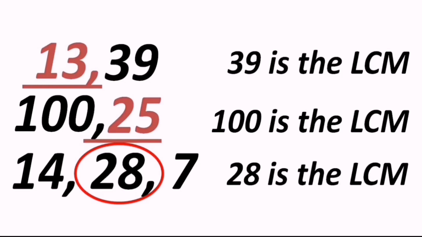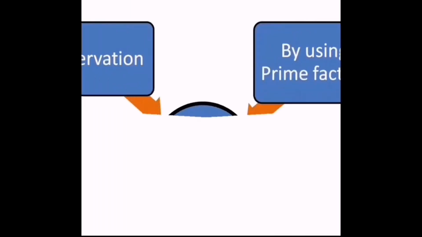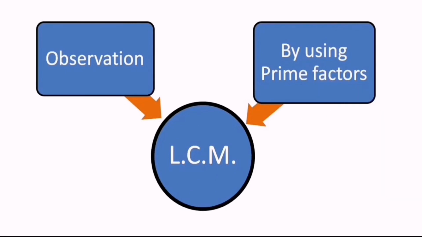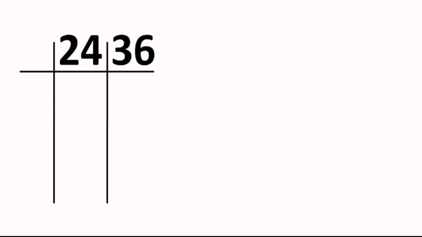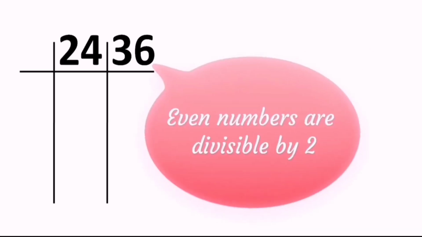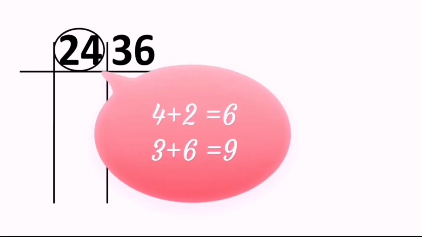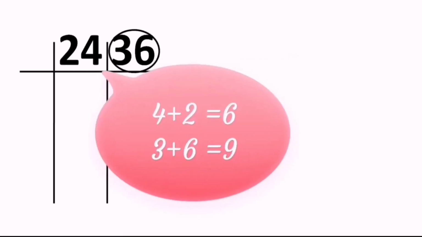Okay, so observation is done, and now the second method that we have for us is by using prime factor method. Okay, so the basic concept of prime factor is the same that we learned for the GCD or the HCF. So here we go with the first sum. The very first sum is there on the screen, 24 and 36, and I need to find the LCM of it. Okay, very first we will try to use the divisibility test. Both the numbers are even, we can divide them by 2 also, and if you add the digits, we can say 2 plus 4 is 6, 3 plus 6 is 9, so they are divisible by 3 also.